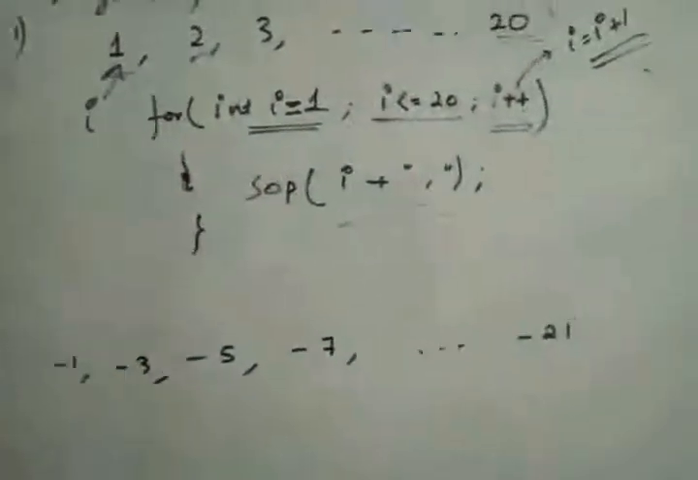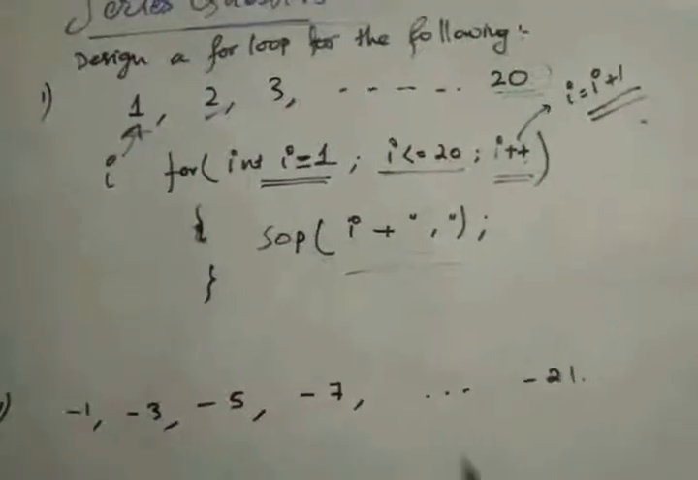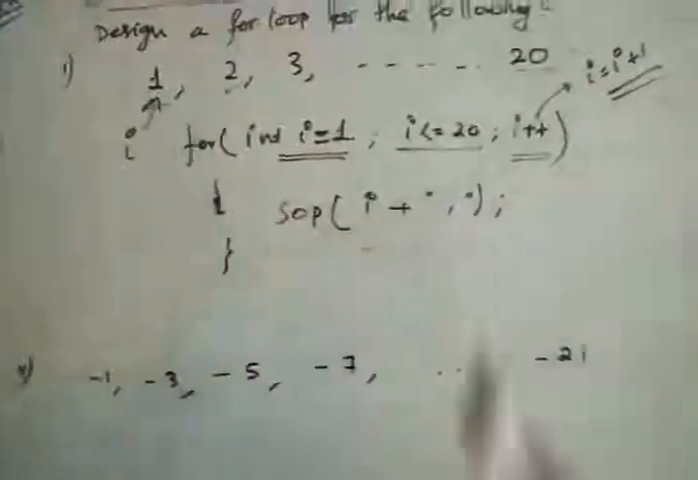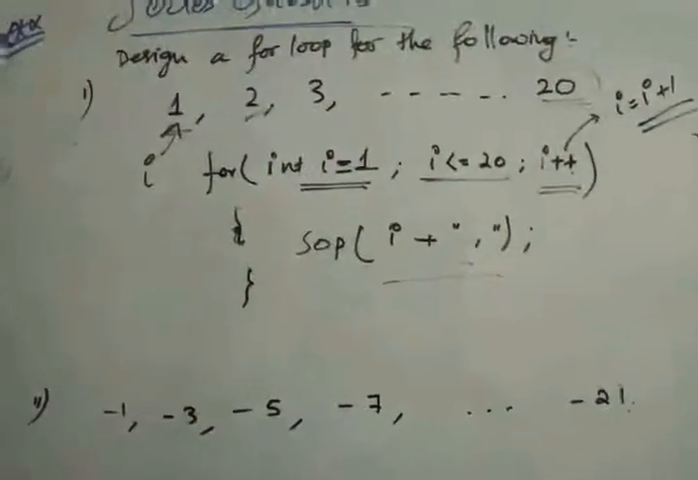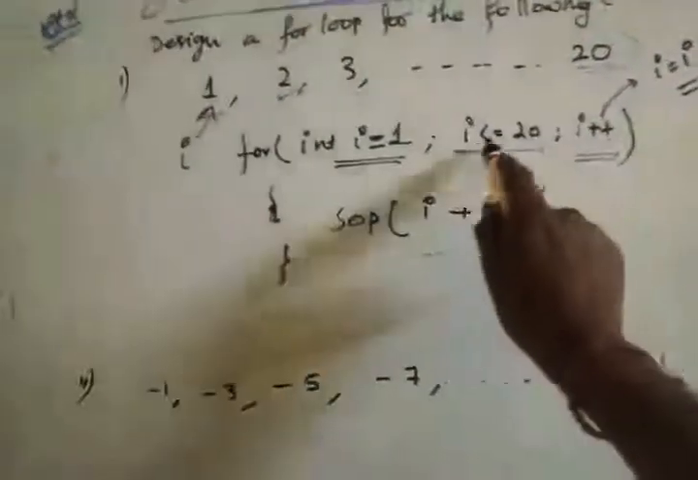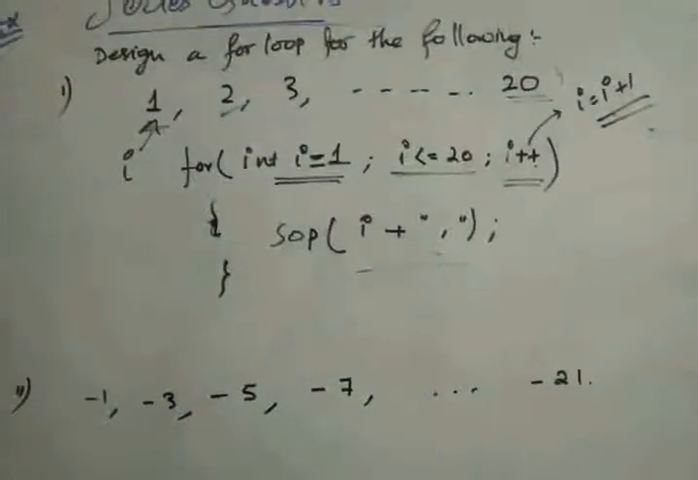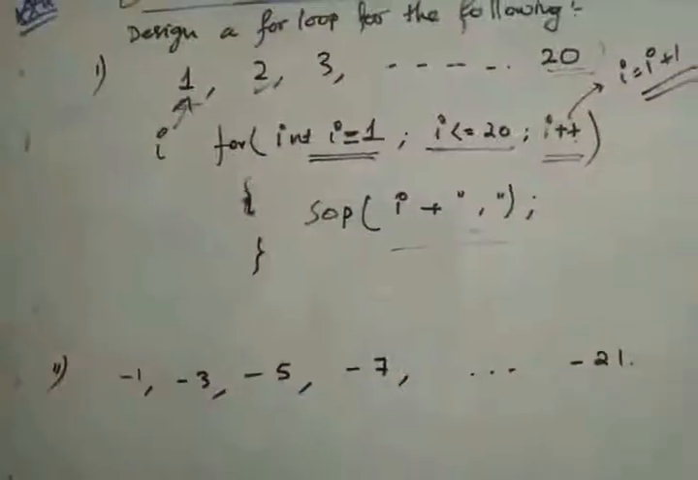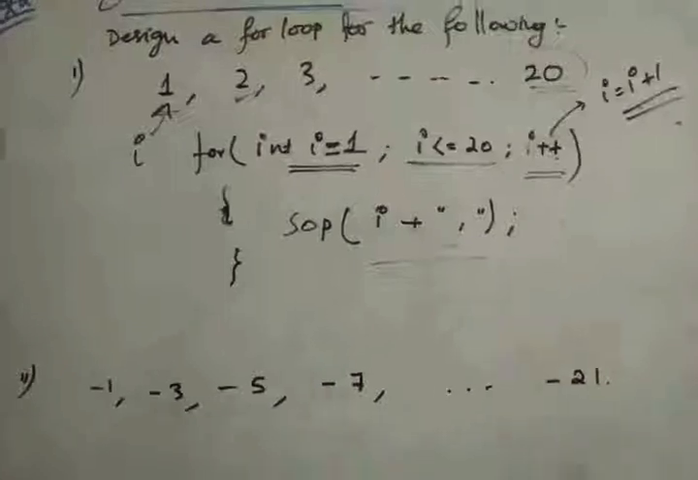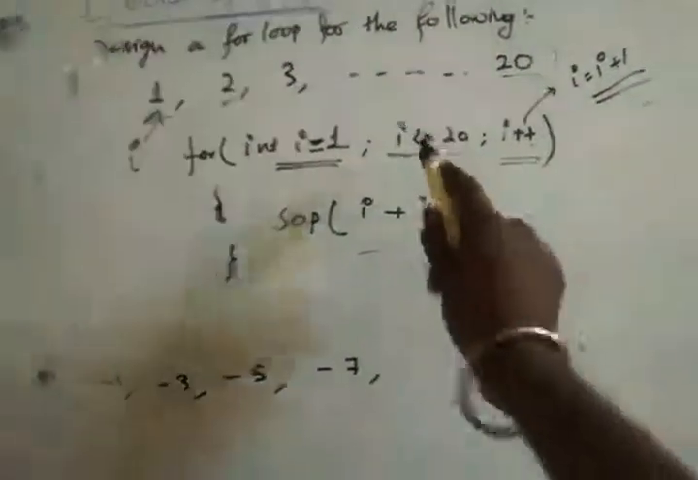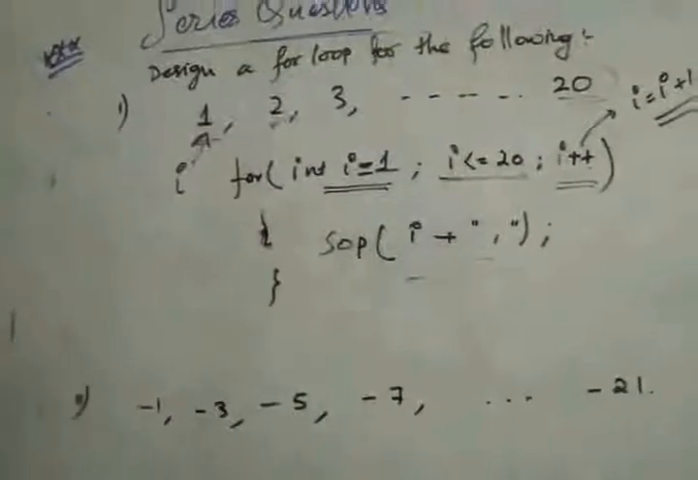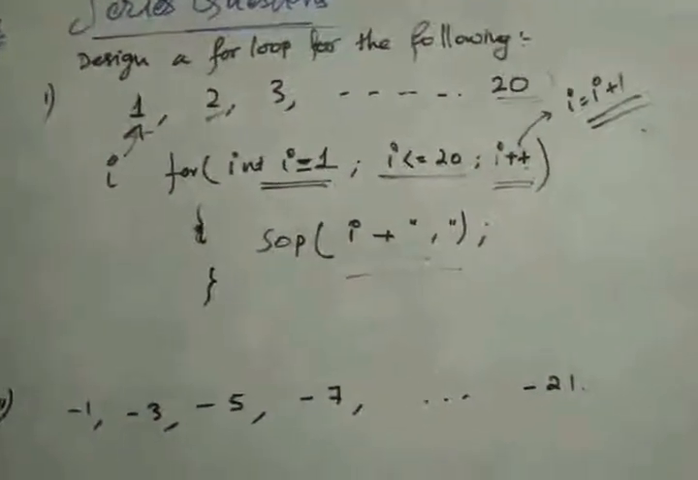This way the next value of I will be 3. 3 is also less than 20, and 3 and a comma will be printed. You keep on printing 4, 5, 6 till 19. 19 is also less than 20. Yes or no? So 19 will also be printed with a comma. After that the next value of I is 20. 20 is less than 20? No, but 20 is equal to 20. Yes. So 20 will also be printed.